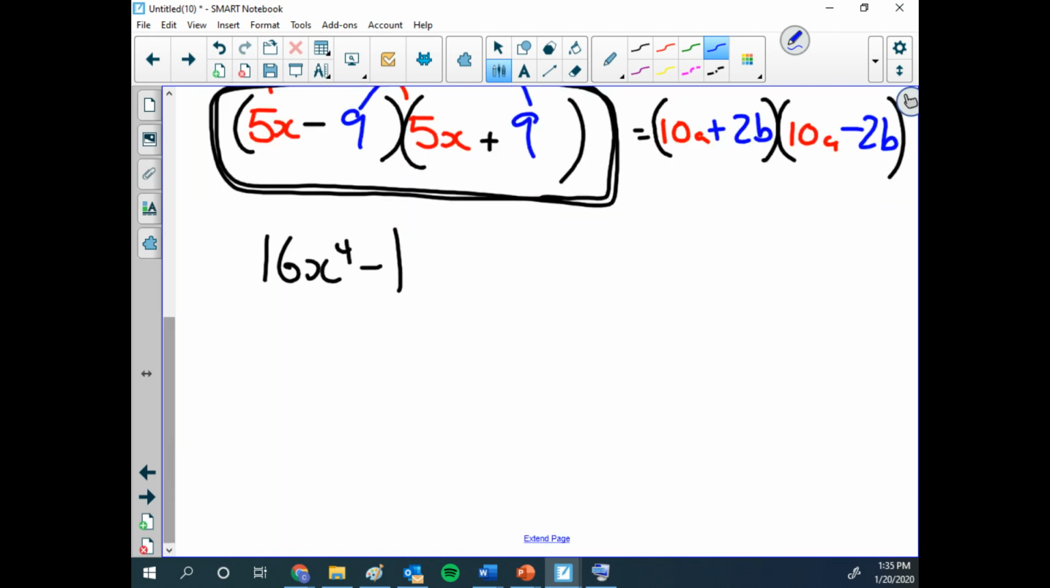So 16x to the 4 minus 1. So still two terms being subtracted, and they're both perfect squares. 16 and 1 are both perfect squares. So I can use this difference of squares. Well, I will square root and square root.